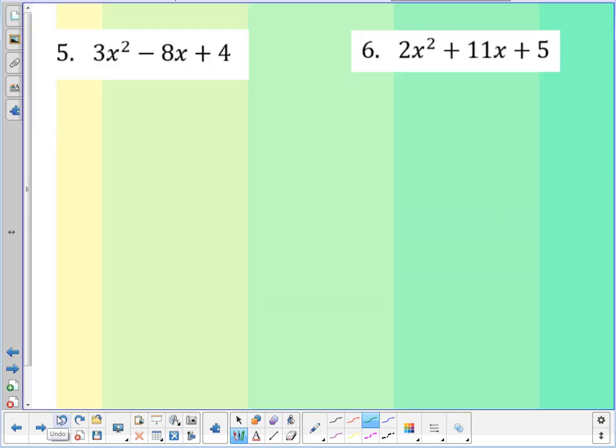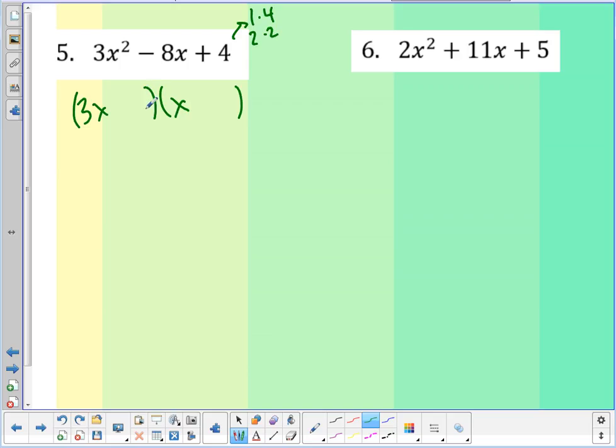Let's try number 5. So I'm back at a 3x again. No GCF. 3, 8, and 4 don't have anything in common. So I have 3x and x. Now, I can multiply to get 4 in a couple of different ways. I can multiply 2 times 2, or I can multiply 4 times 1. Those are my options there, 1 times 4 or 2 times 2.